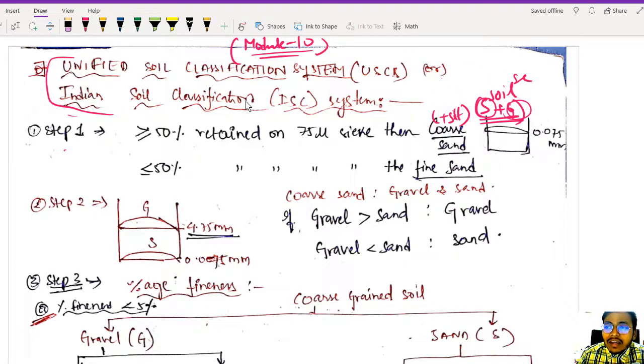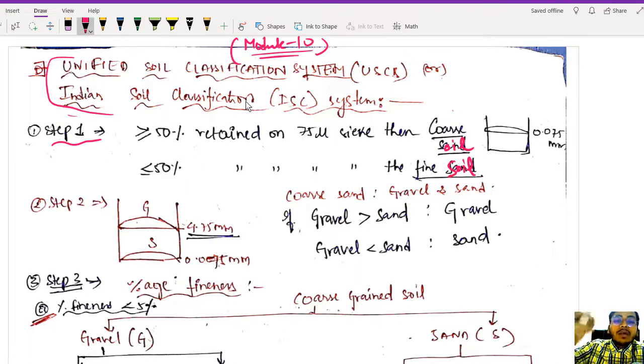So many classifications are there. Don't worry, just listen to me. I promise you that you will never make a mistake again from this part. Very important part, but you will never make a mistake. So first, what is the first step in this classification? ISCS classification. First step is to determine whether it is a coarse soil or fine soil. Not sand, soil. So first step is to determine whether it is a coarse grain soil or fine grain soil.